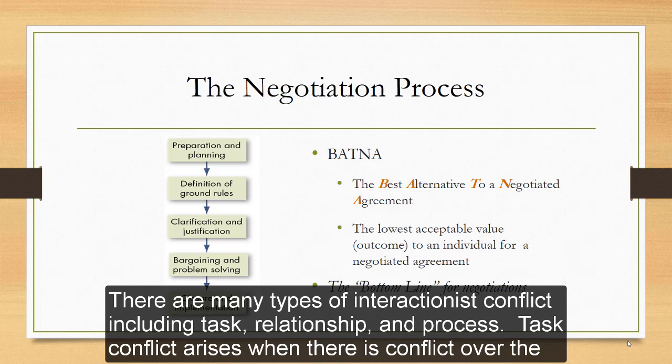Recently deceased singer Kenny Rogers used to sing, "You got to know when to hold them and you got to know when to fold them." And that has a lot to do in negotiation with your BATNA.